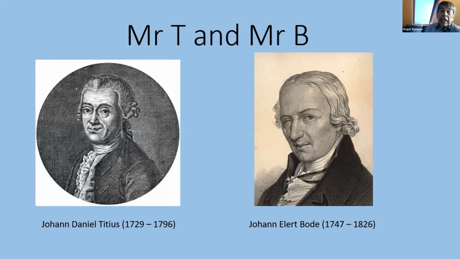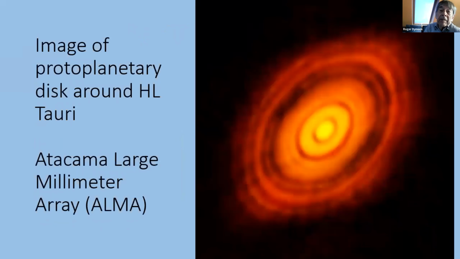So here are the two gentlemen. They were both German astronomers. One was Professor Wittenberg, I think is the correct way. And the other, and he had an asteroid and a crater on the moon named after him, that's Mr. T. Mr. B, also German, determined the orbit of Uranus and suggested the planet's name, but there we go.